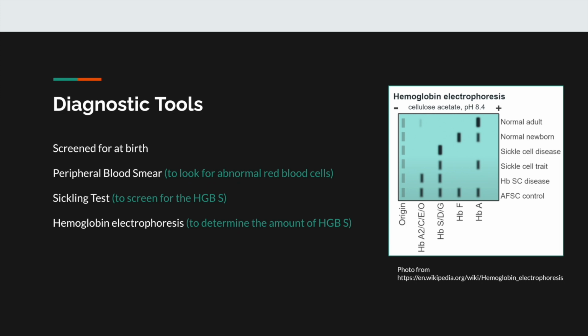Some other tests they can run to determine sickle cell disease is a peripheral blood smear, and it looks for abnormal red blood cells. You can also do a sickling test to screen for hemoglobin S, and you can also do a hemoglobin electrophoresis to determine the amount of hemoglobin S. And I put a picture here on the right that just shows this hemoglobin electrophoresis and how those hemoglobin S and those sickle cells show up on the chart.